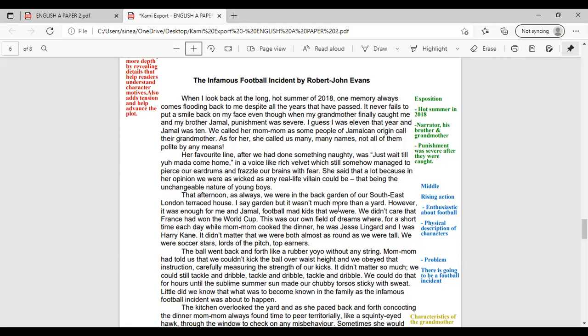So let me just go through the structure of the story, right? So remember, we are looking at two things. We are looking at characterization, and we are looking at action, right? Our action structure is really our storyline, right? So we get an idea that these guys were with their grandmother for the summer and they decided to play football and the football hit the window pane and so forth, right?